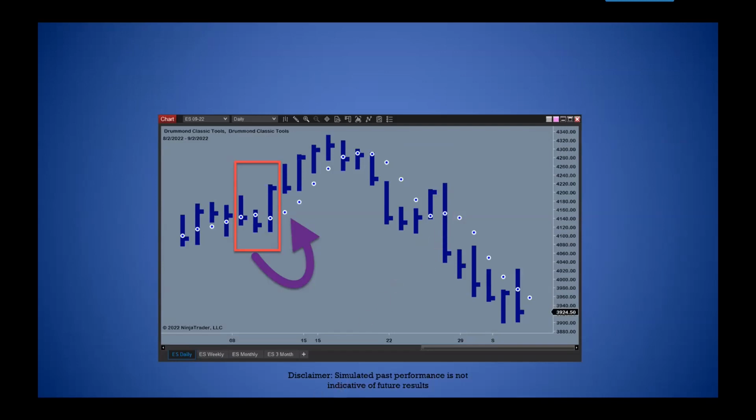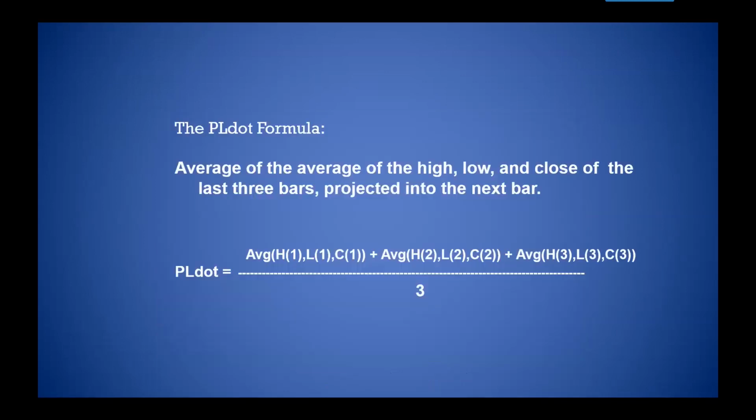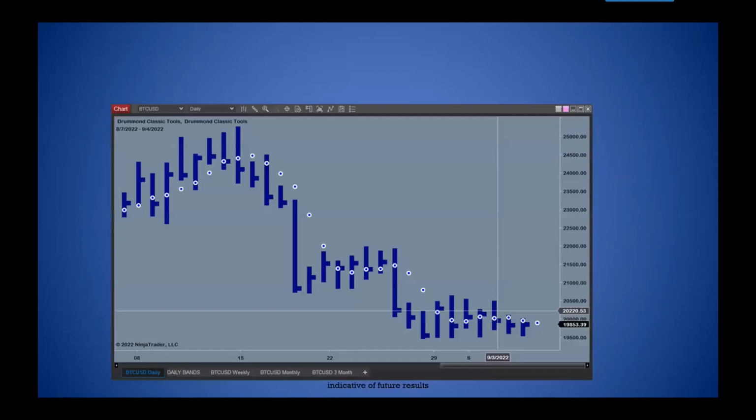Okay, so what do we mean by collecting the energy? Well, this is the average of the high, low, and close of the last 3 bars projected onto the next bar. Now, there's a formula for it. It's easily figured out. It's not really complex. So it's any 3 bars, 1, 2, 3, moved over to this. Now you see how this strong bar here is pulling this dot down. This average is down. It's steepening the slope and turning this into a widely spaced trend.